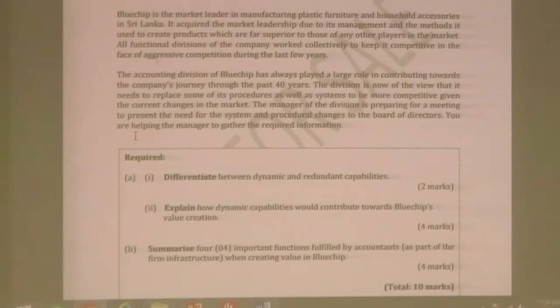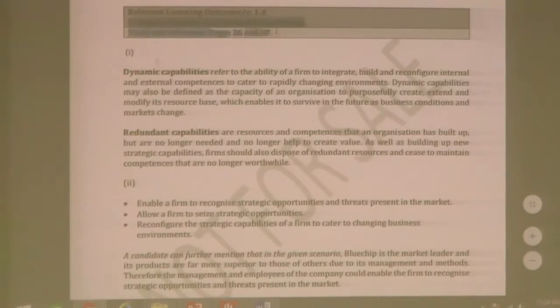Therefore, when it comes to questions of this nature, it has to be very clear that the first 50 marks given in the KB5 paper test your technical skill. The examiner gives a study text reference, strategic capability and competitive advantage, pages 26 and 27, with relevant learning outcomes. So the examiner here is testing your technical skill at the examination. It is very clear, right?